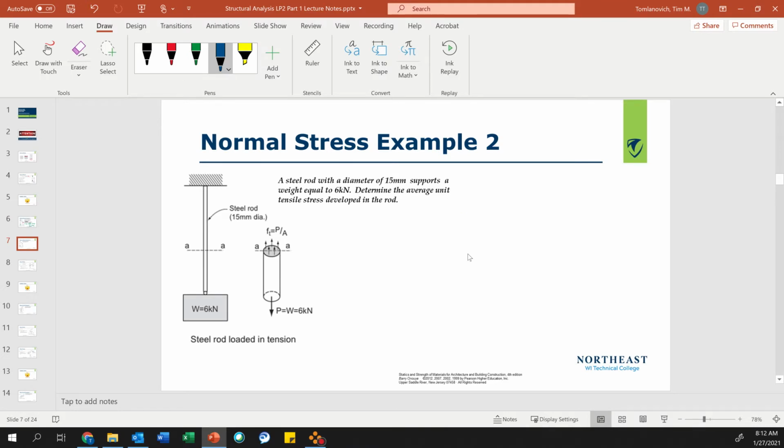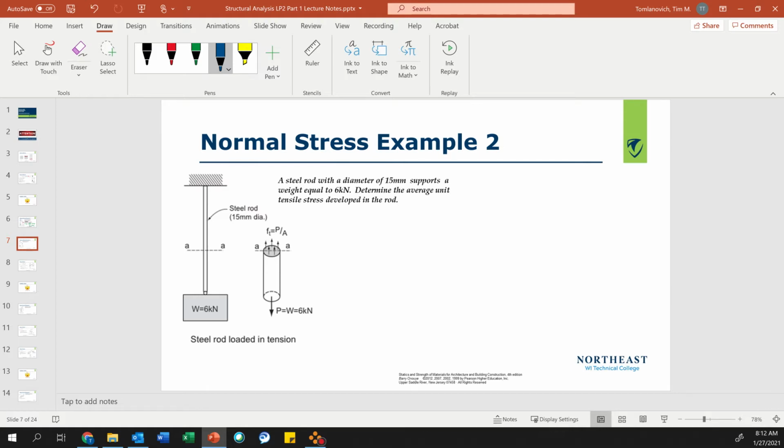All right, let's do a tensile example. A steel rod with a diameter of 15 millimeters supports a weight equal to 6 kilonewtons. Determine the average unit tensile stress developed in the rod. So we know it's P divided by area, except we're pulling it. We are pulling it.